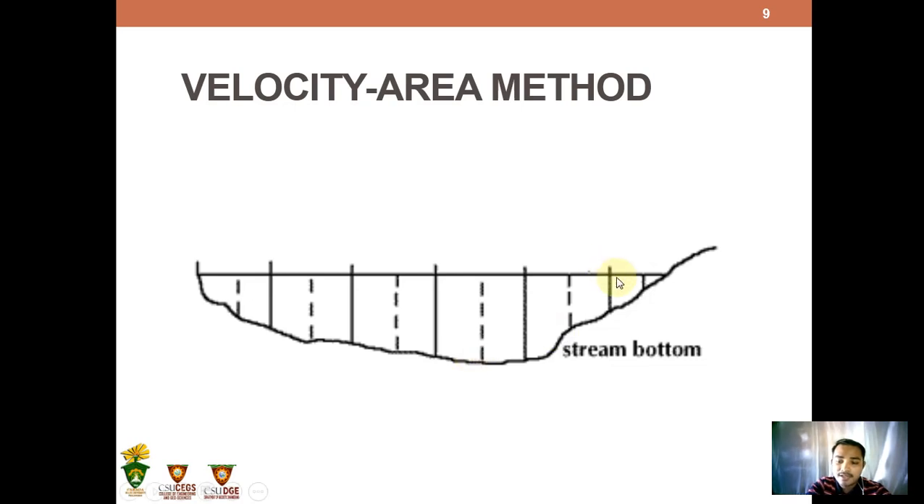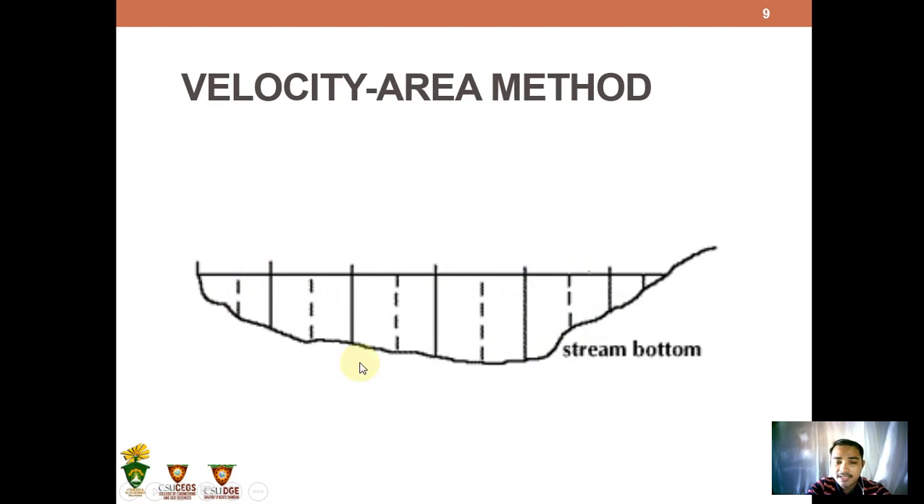So we get the velocity at this specific point, no? Then another float is released at this specific point, and so on and so forth. So we get the depth or the velocity at this specific interval. The area of this part is the cross-sectional area of this part, then another cross-sectional area for this part, cross-sectional area for this part, and so on and so forth.